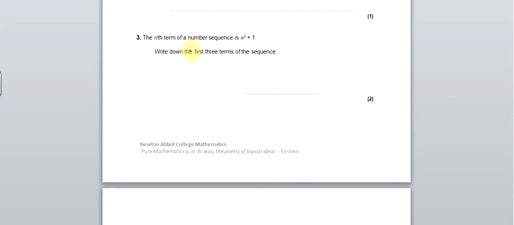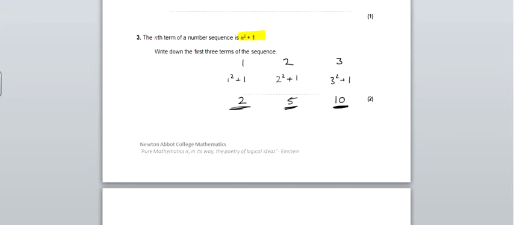Question 3. The nth term of a number sequence is n squared add 1. Write down the first 3 terms. So term number 1, term number 2, and term number 3. So n squared add 1. So we take 1, and we go 1 squared, and we add 1 to it. 1 squared is 1, add 1 gets you to 2, so that's our first number. Second number, 2 squared add 1. So 2 squared is 4, add 1 is 5, that's the second number. The third number, 3 squared add 1. 3 squared is 9, add 1 is 10, that's the third number. So there's my 2 marks.